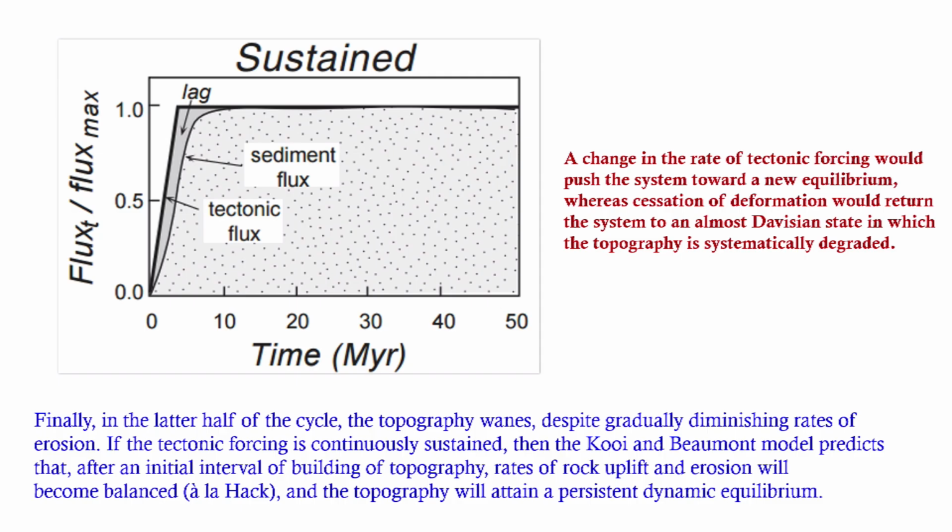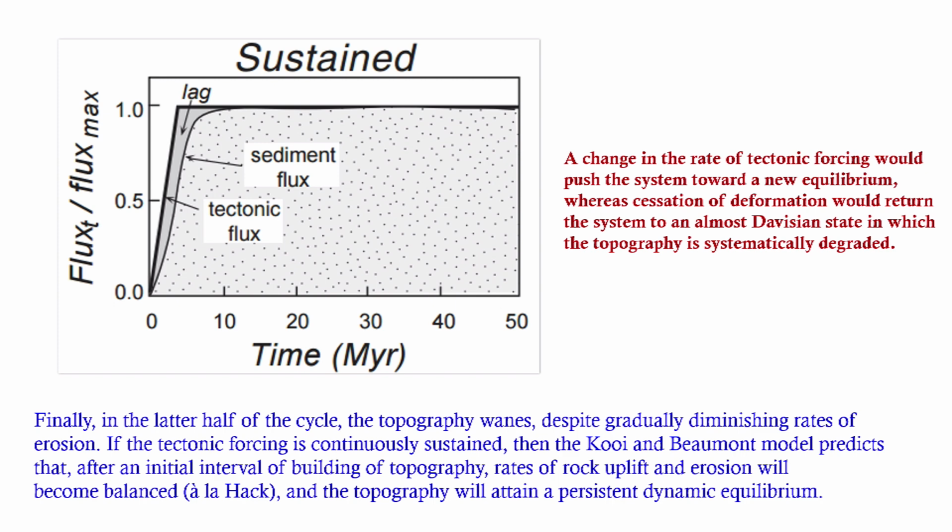In the Hack model, we can see that a change in the rate of surrounding forcing would push the system towards a new equilibrium, whereas cessation of deformation would return the system to an almost Davisian state, in which the topography is systematically degraded. So finally, in the later half of the cycle, the topography wanes despite gradually diminishing rates of erosion.